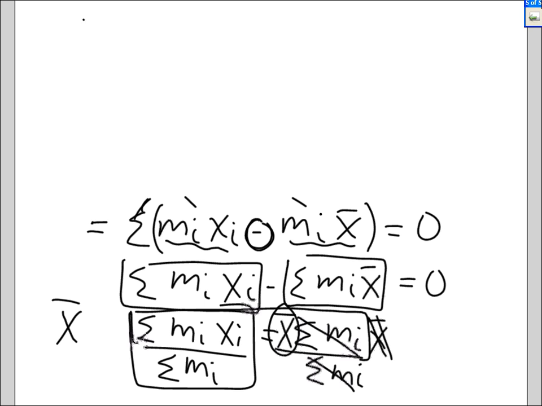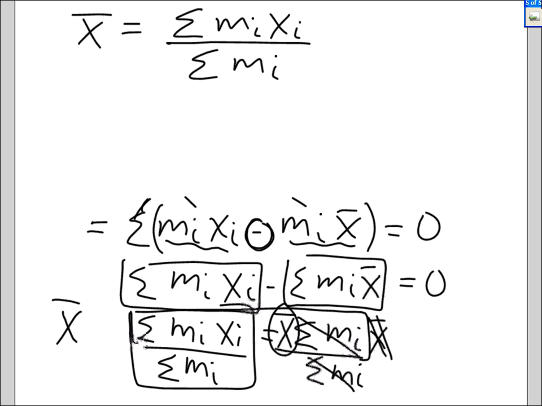So x bar should be the summation of mi xi all over the sum of the masses. That would be the center.